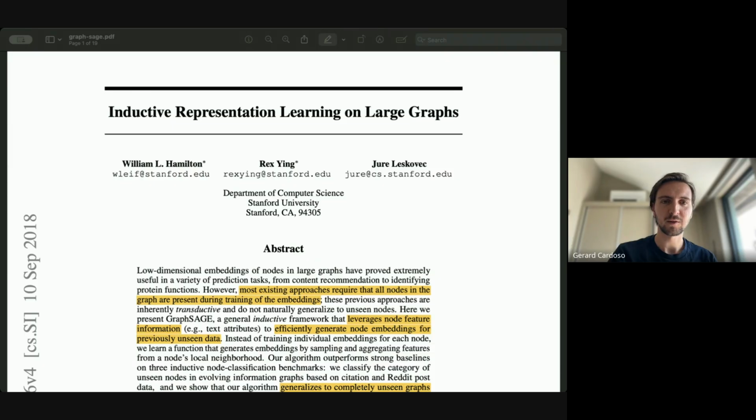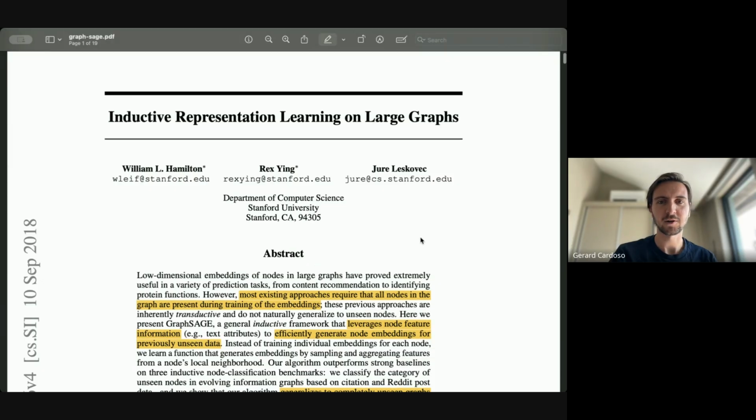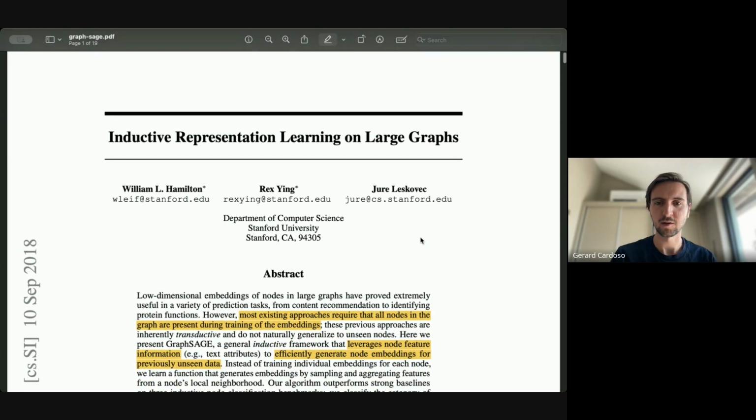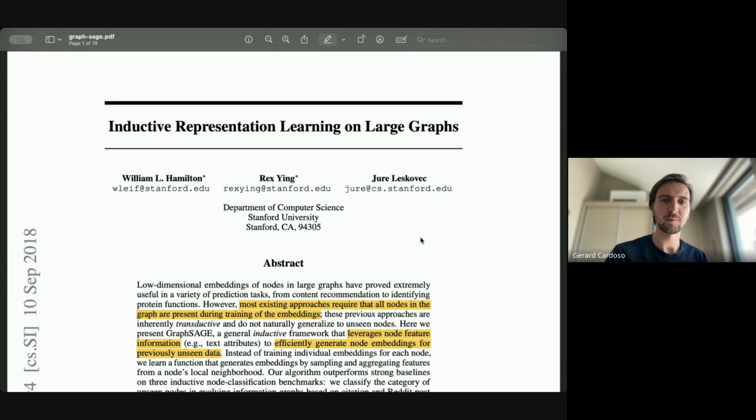So the paper is called Inductive Representation Learning on Large Graphs, but what they build and what came out of it is more commonly known as GraphSAGE. And SAGE stands for sampling and aggregating. And I'll get more into why that is.